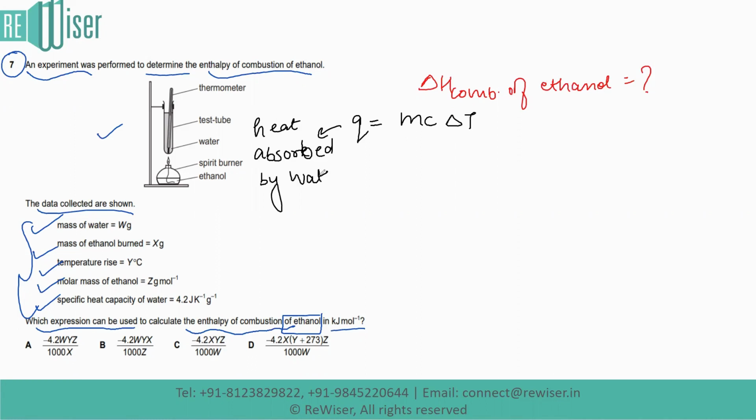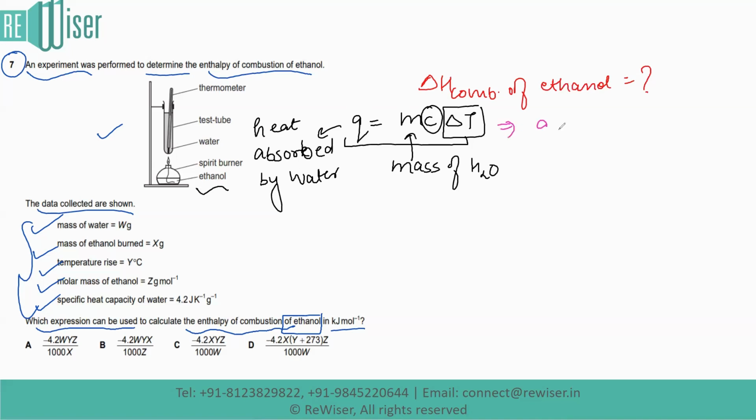See, basically what is happening is that we are burning ethanol. When ethanol burns, we get carbon dioxide plus water and energy. The energy is used to raise the temperature of the water. So we use this equation to find out how much heat is absorbed by the water, where m is the mass of water, c is the heat capacity of water, and delta T is temperature rise. So we just have to plug in all the values.